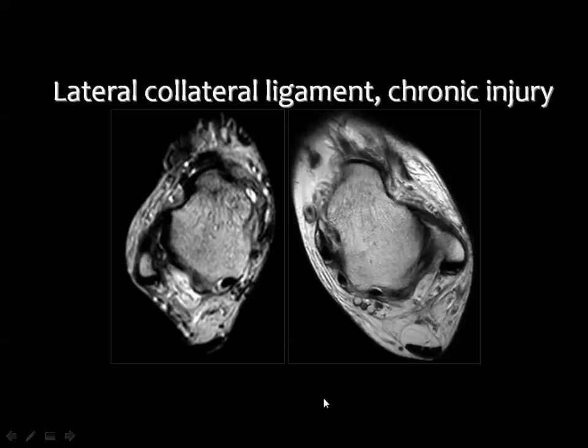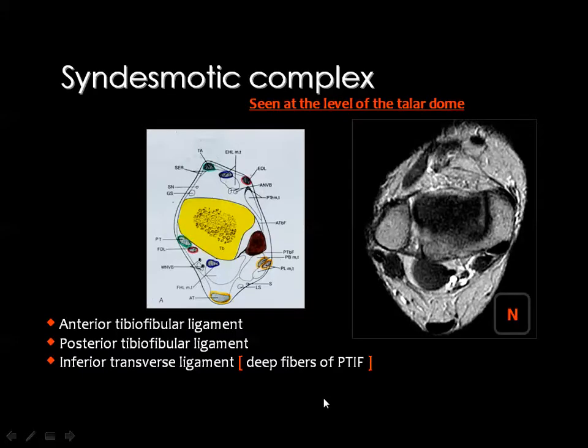Then we came to the syndesmotic complex, and these ligaments connect the fibula to the tibia. They are identified whenever the fibular cross section looks oval in shape, like this one, or let's say beer shape. If you look anteriorly, you will see the anterior tibiofibular ligament. If you look posteriorly, you will see the posterior tibiofibular ligament.